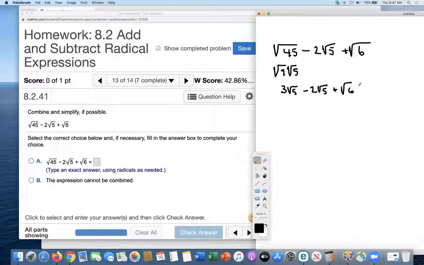Okay. Well, what do we do here? The only thing that's like terms are these two guys. The square root of 6 is not like them, so 3 minus 2 is 1 square root of 5. Just copy the rest down, and that's all you can do. Remember, don't add these things up to make a square root of 11. These are separate bundles that can't be touched. So that's the answer for that problem right there.